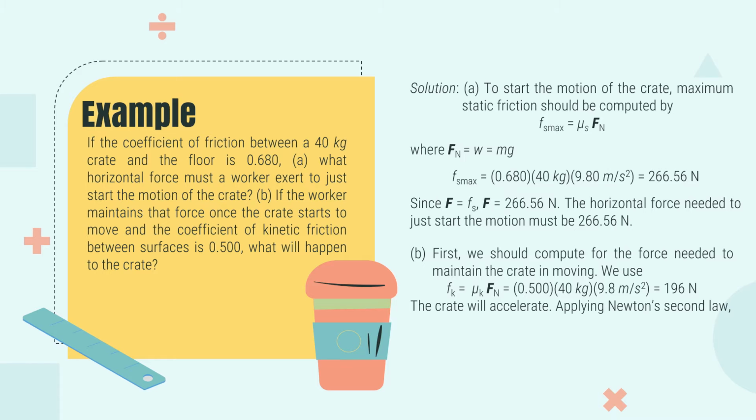The crate will accelerate, applying Newton's second law. a is equal to F sub net over m, which is equal to 266 and 5600 Newton minus 196 Newton all over 40 kilogram, which yields to 1 and 7800 meter per second squared.